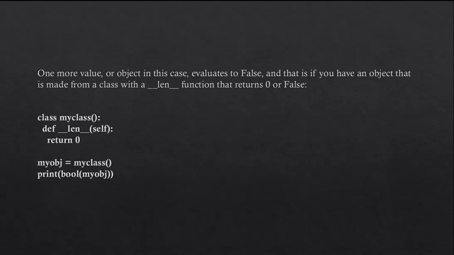One more value or object in this case evaluates to false, and this is if you have an object that is made from a class with a length function that returns 0. In this case, we have declared a class myClass. We have created a def __len__ function where it returns 0, and I have created an object instance of this class. myobj is equal to myClass. We print the bool of myobj.